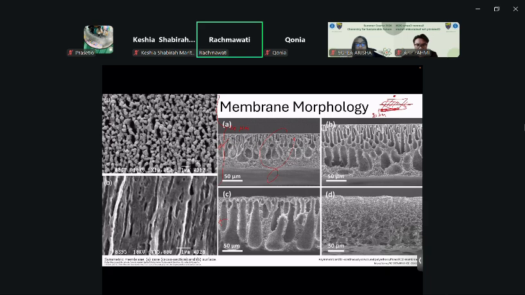So why do you want to know, or why do you care about this? Because you want to explain the data, like when you are doing the flux measurements and so on. You might wonder why the flux becomes higher or why the flux becomes lower. Then you need this picture because you want to explain what is going on with your system.